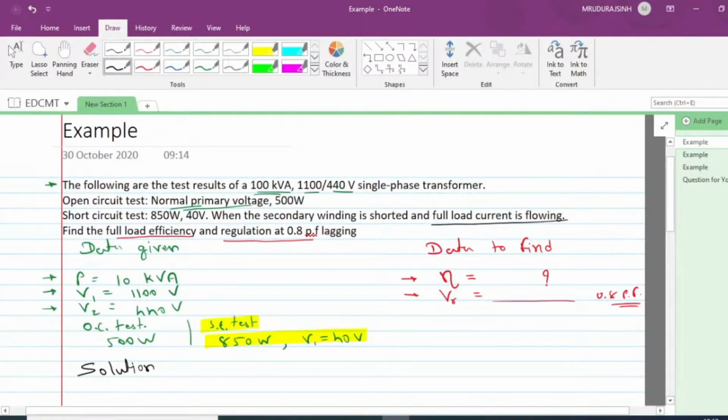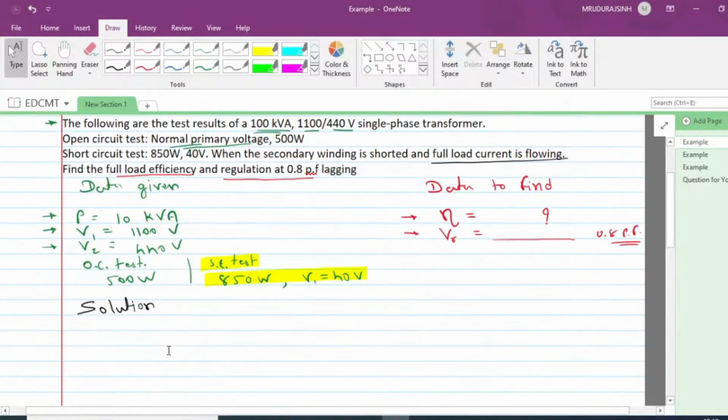So how can we solve this example? First of all, what do we need to find? Let's write the things that we need to find. First we need to find efficiency. So the equation for efficiency is output divided by output plus losses. But we have two specific losses, iron loss and copper loss.